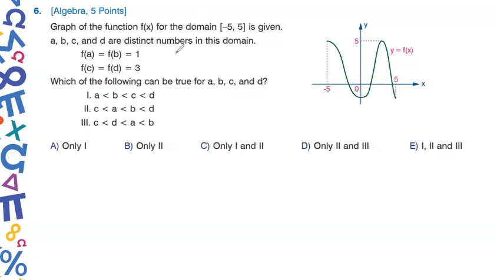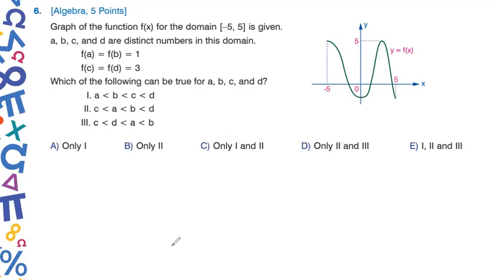So number 6 is an algebra problem. The graph of the function is given in the domain between -5 and +5, and A, B, C, D are different numbers in this domain. f of A and f of B is 1, f of C and f of D is 3. Which of the following should be true?